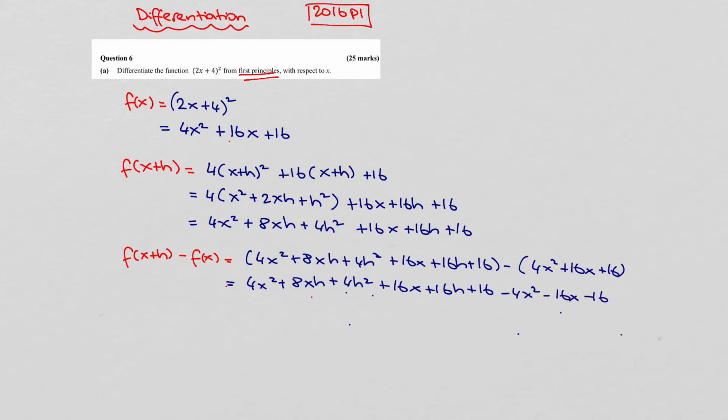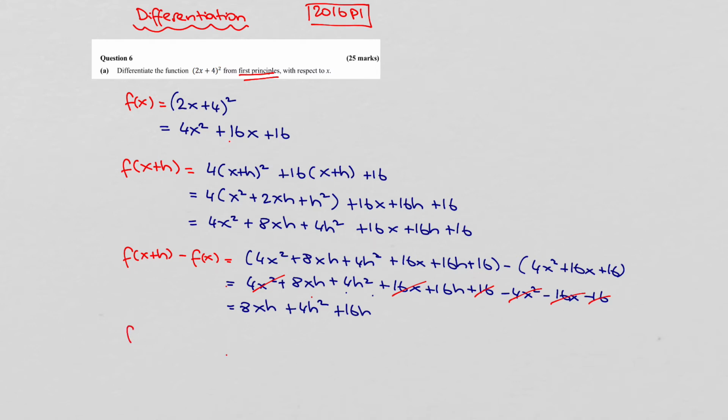Any like terms there with opposite signs, I can subtract and I get 0. So 4x squared minus 4x squared is 0. 16x minus 16x is 0. And plus 16 and minus 16 gives me 0. So what am I left with? I'm left with 8xh + 4h squared and then + 16h. I've simplified, so I'm ready to move on to the next step.